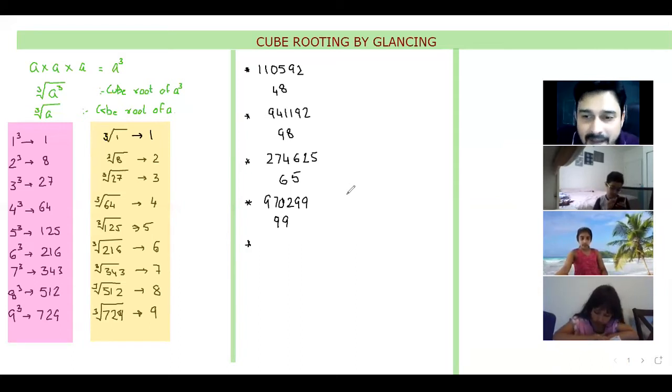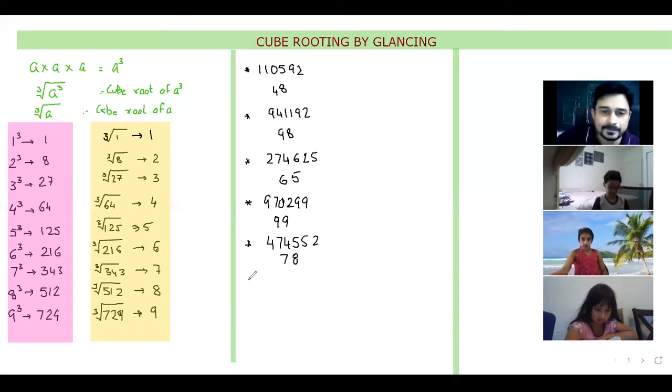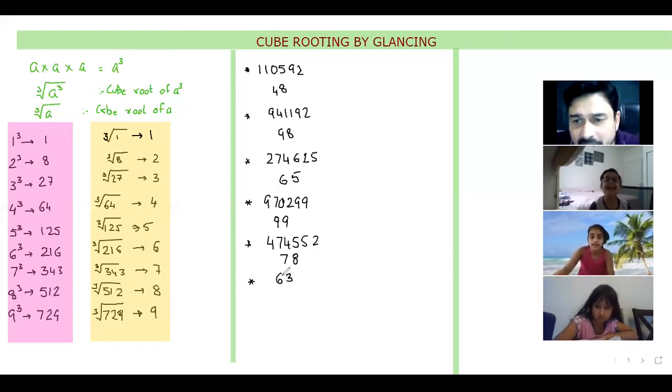You multiply a 2-digit number by itself. My number, sir, is 474552. 474552. Your answer is 72. 78, sorry, 78.